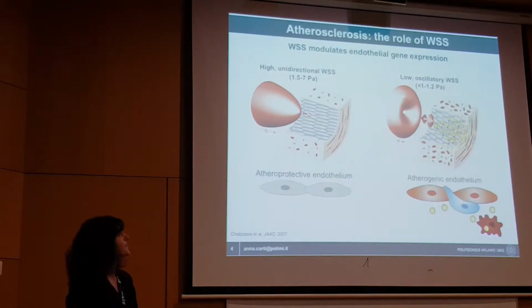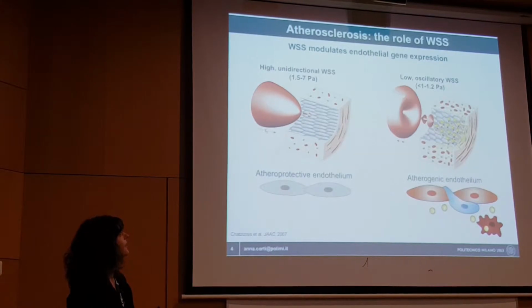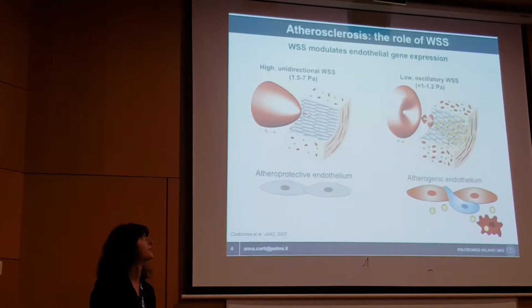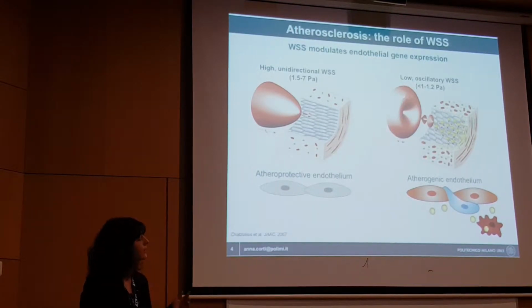The role of wall shear stress in the pathogenesis of atherosclerosis is mainly related to the modulation of endothelial gene expression. A high unidirectional wall shear stress, which is considered physiologic in the range between 1.5 and 7 Pascal, promotes a quiescent and atheroprotective phenotype, while in presence of a low or oscillatory wall shear stress, an atherogenic endothelium is usually activated.